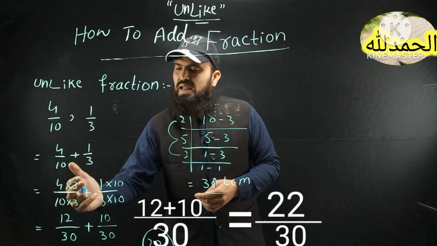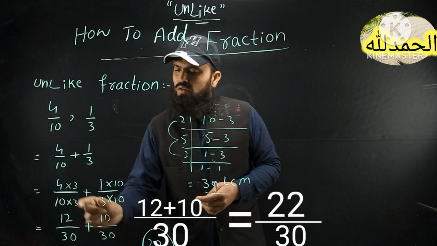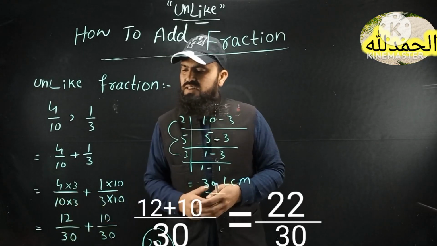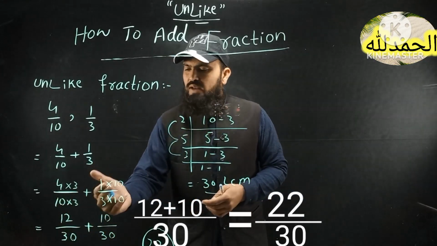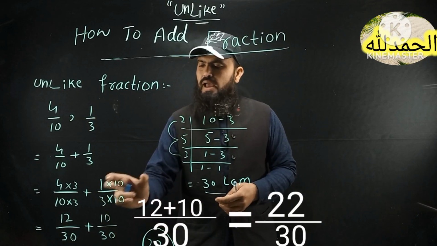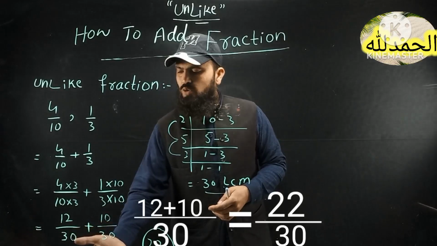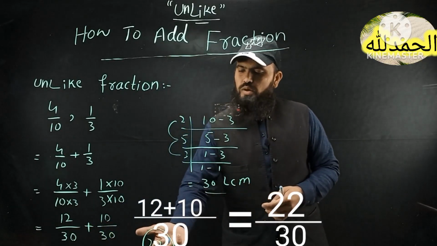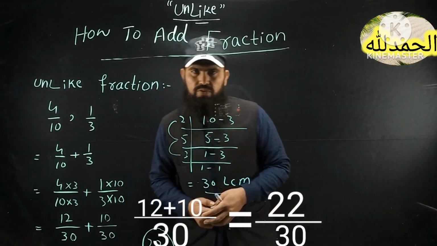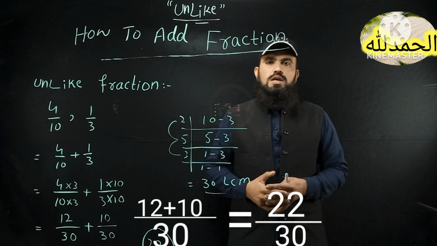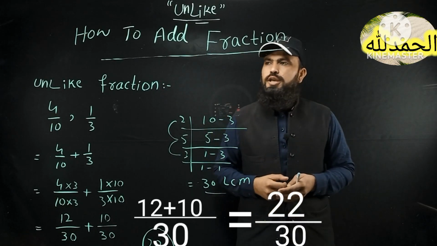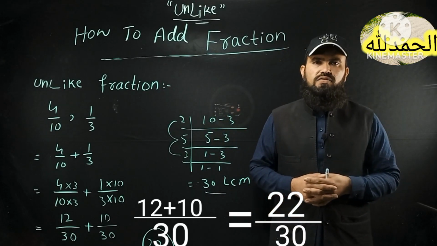4 multiplied by 3, the answer is 12. 10 multiplied by 3, the answer is 30. Plus 1 multiplied by 10 is 10 and 3 multiplied by 10 is 30. 12 plus 10 over 30, so the answer is 22 over 30. So friends, we have learned today how to add unlike fractions.